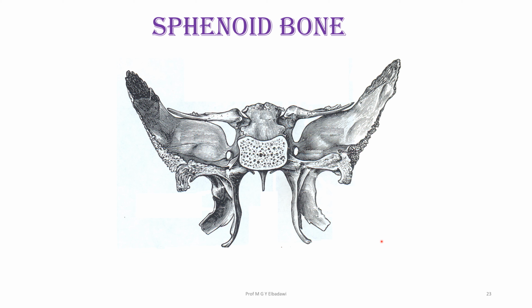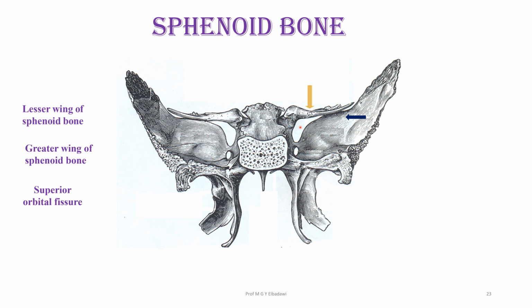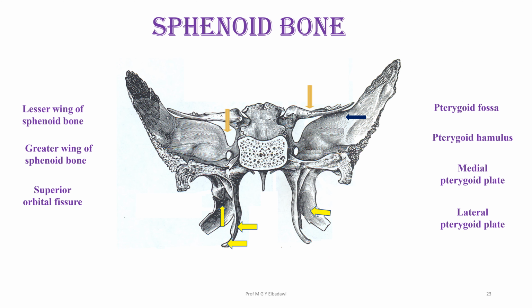Looking from the posterior aspect of the sphenoid bone, we can recognize the lesser wing again, the greater wing, and between them the superior orbital fissure here. And then we can see the pterygoid fossa, that is the fossa between the two pterygoid plates, the lateral and the medial. This is the projecting part of the medial pterygoid, we call it the pterygoid hamulus. Then that is the medial pterygoid, and that is the lateral pterygoid plate holding the fossa in between.